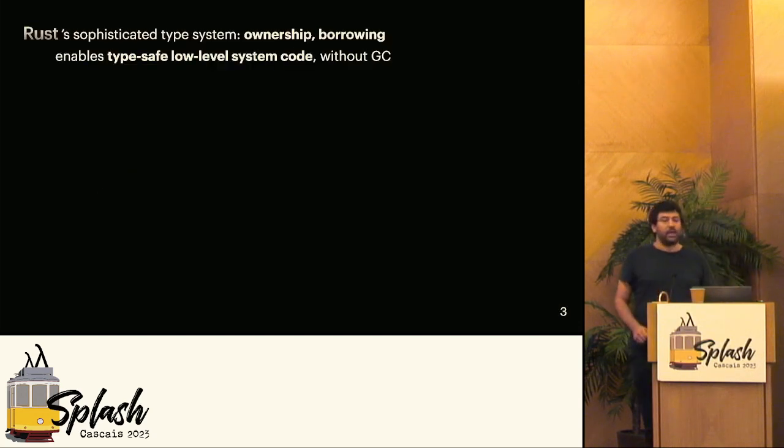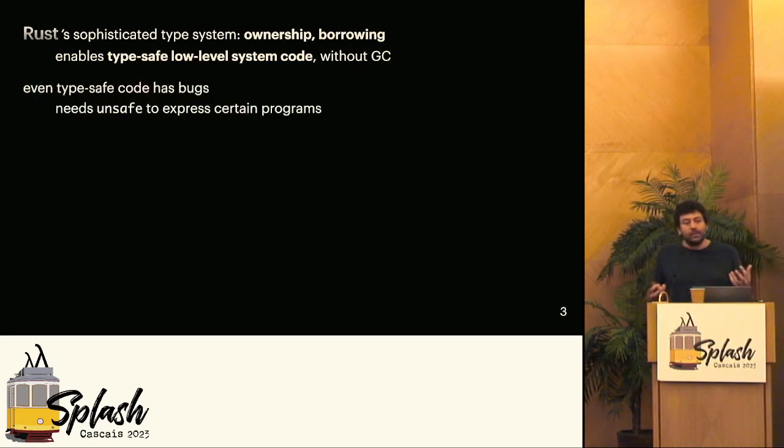Okay, now that I've clarified this, Rust, as we've seen, has this sophisticated type system that uses ownership and borrowing. And this enables type-safe, low-level systems code without the need for garbage collection. We believe this is one of the reasons Rust has gained so much popularity recently. However, even type-safe code has bugs, obviously. And sometimes in Rust, programmers need to use unsafe to express certain kinds of programs that don't fit in the linear or ownership discipline of the language.